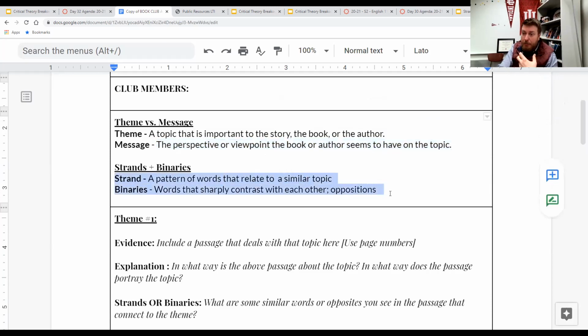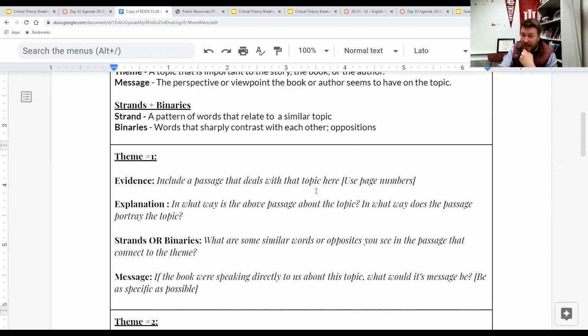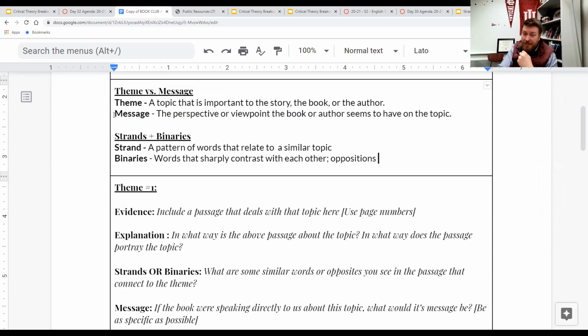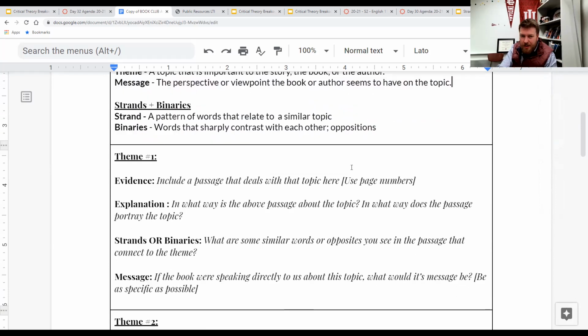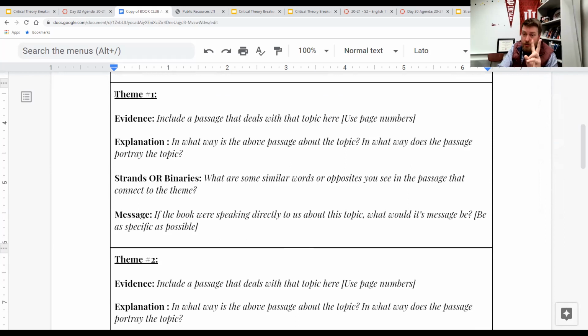And that's where our strands and binaries can come in, because those can really help us to identify the kinds of words the author's using on that topic. And thus, it'll also help us to understand the message they're actually trying to say about that topic. So, two themes I want you to identify. When you have a theme, I want you to write that topic, worth noting, just the topic, not the message, right there at the top.